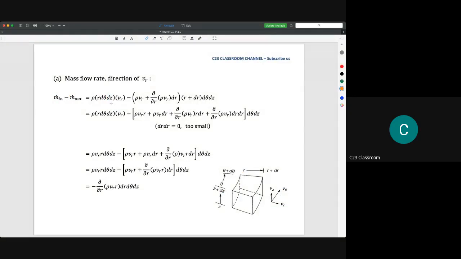And then we subtract the mass flow out that occurs according to the R axis. Again, the calculation remains the same: m dot is rho A and V.